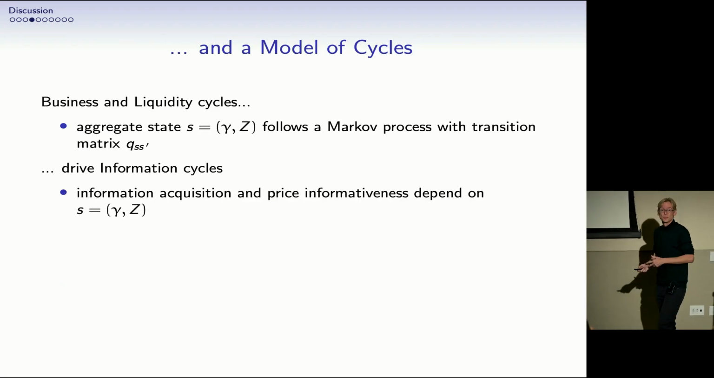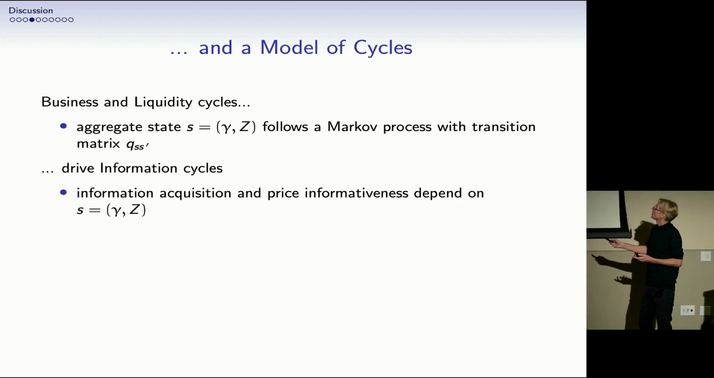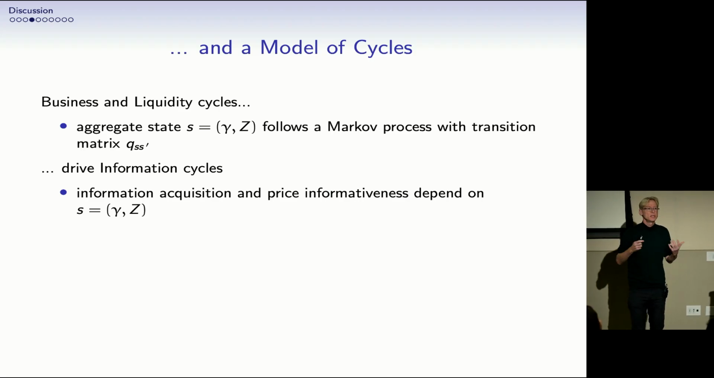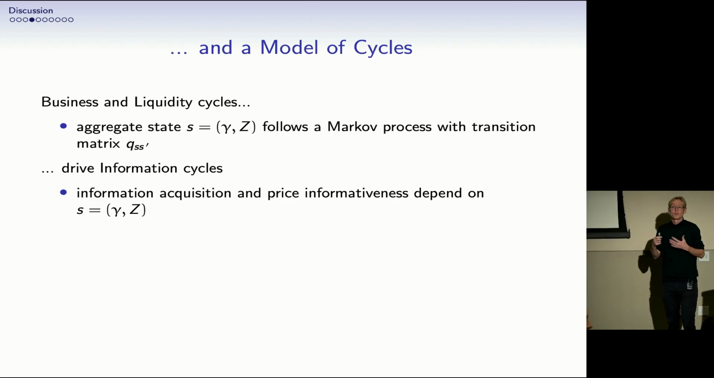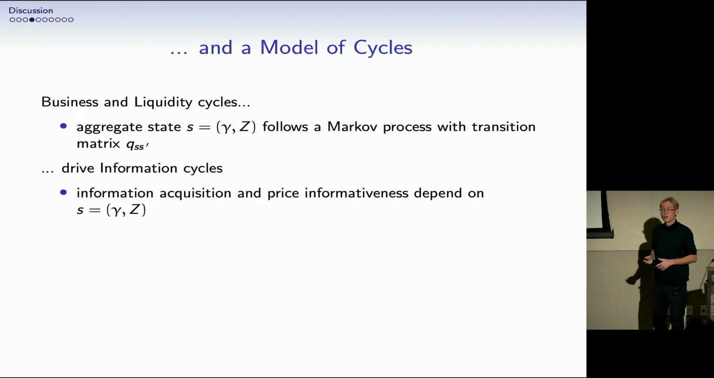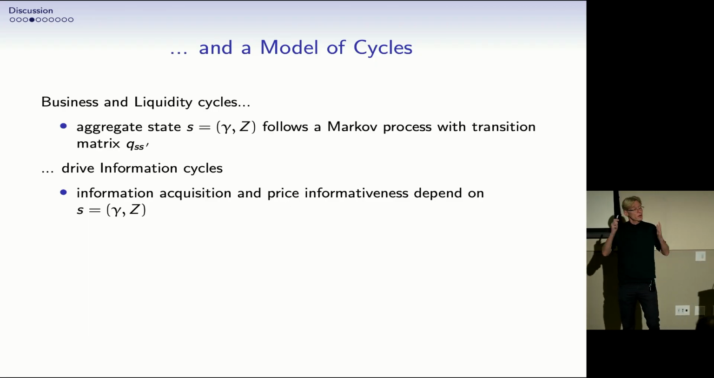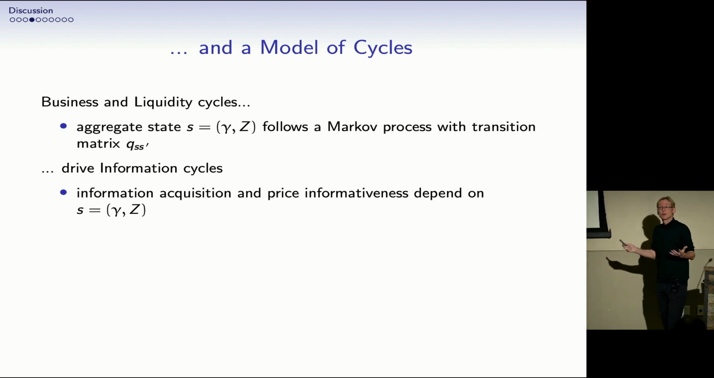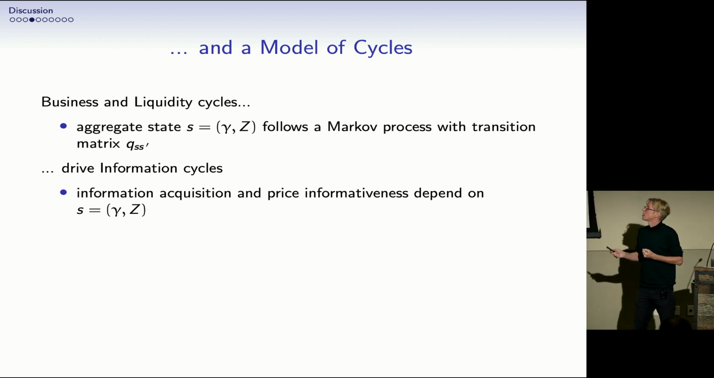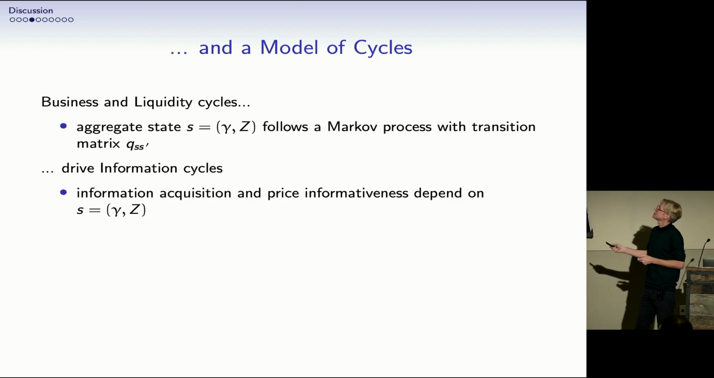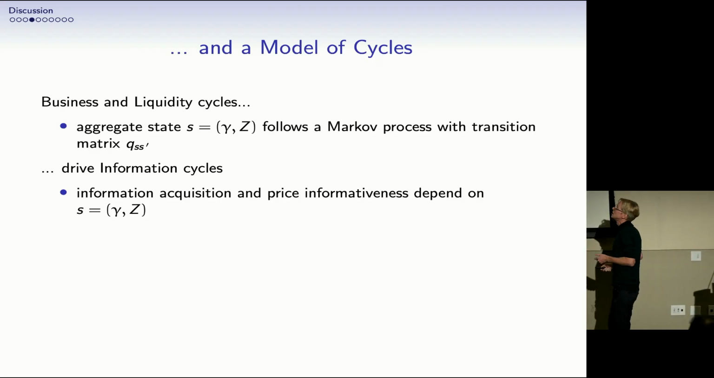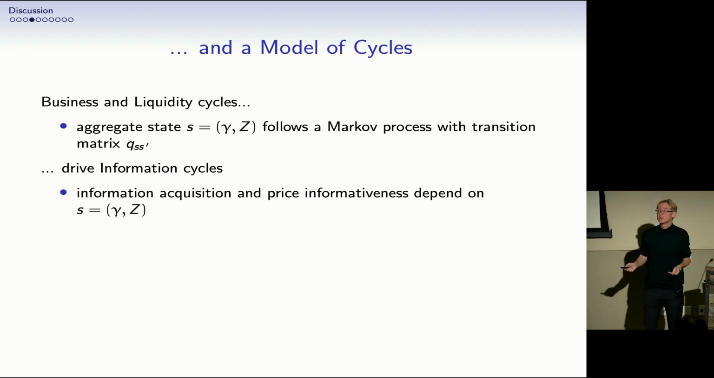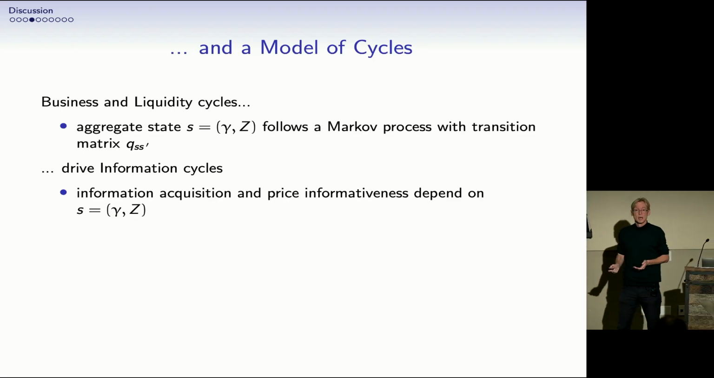And the way that's done here is that there are two aggregate states. So aggregate productivity here, and the fraction of day traders that need to liquidate early, follows jointly a Markov process. So there are recessions where aggregate productivity falls. There are recessions where mostly liquidity needs go up. And these are kind of jointly correlated. So these are business cycles and liquidity cycles, and those drive information cycles because information acquisition and price informativeness basically depend on that aggregate state.